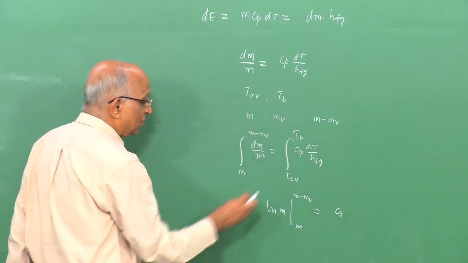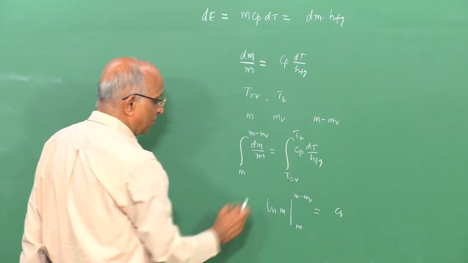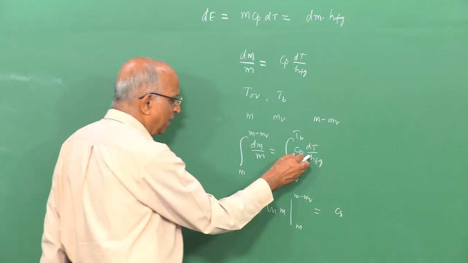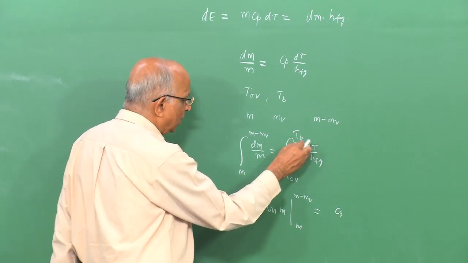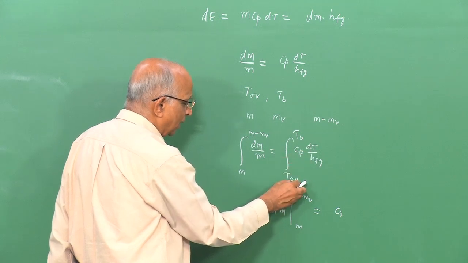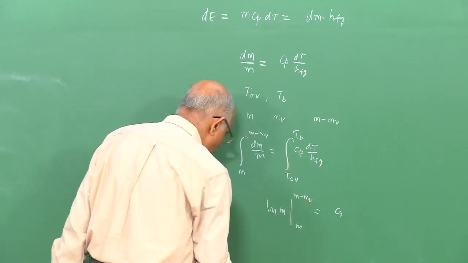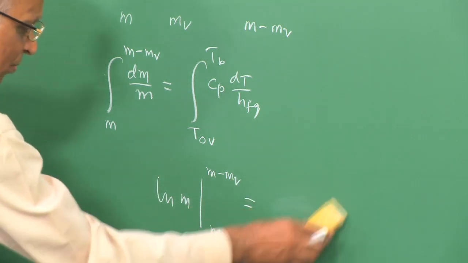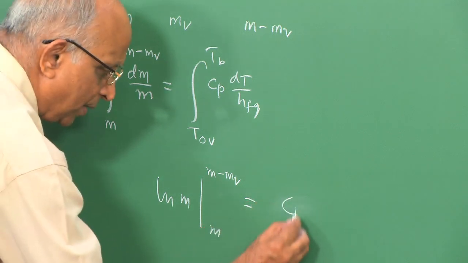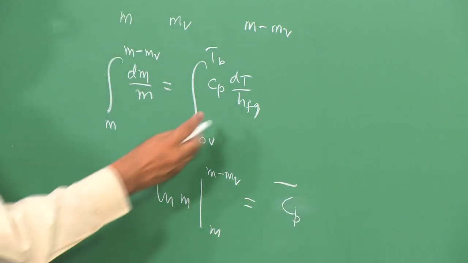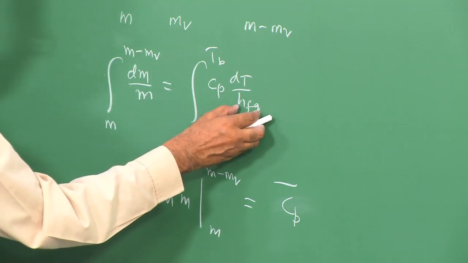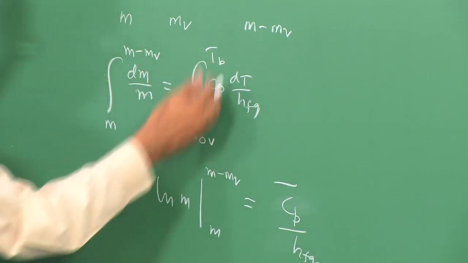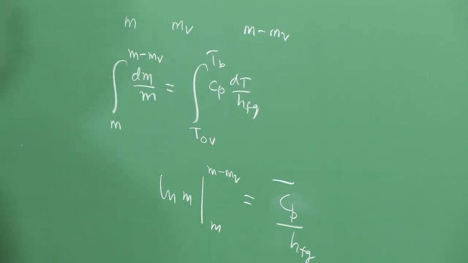But Cp is also a function of temperature, and that is the main reason why we are doing this. Therefore, in the region between Tb and T overheated, let us presume that the mean value of specific heat is Cp bar, such that I can take it outside. And hfg corresponds to 1 atmosphere pressure, so it does not depend on these temperatures. It is a totally different variable.